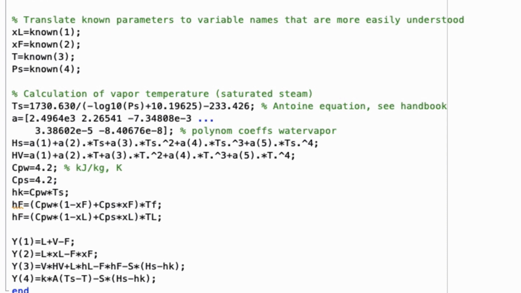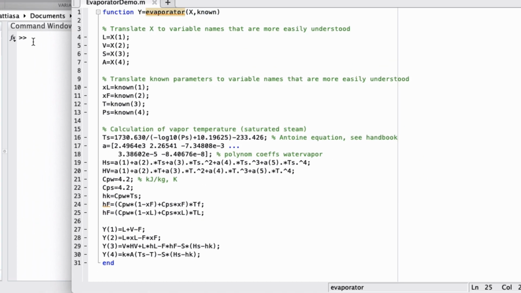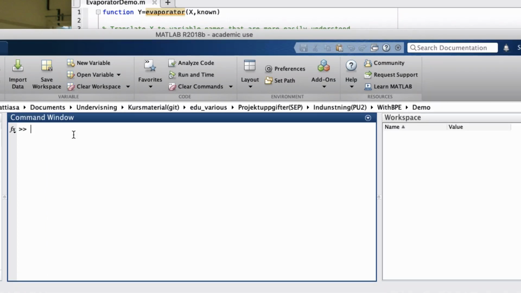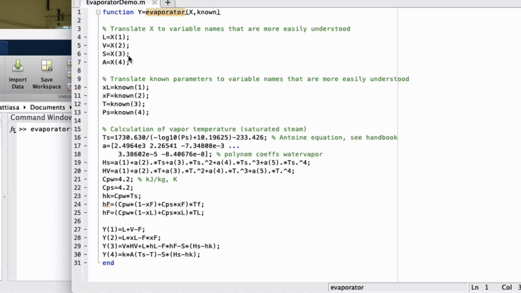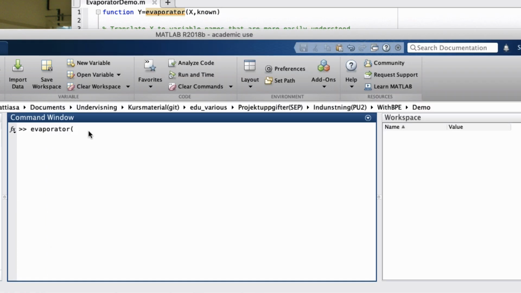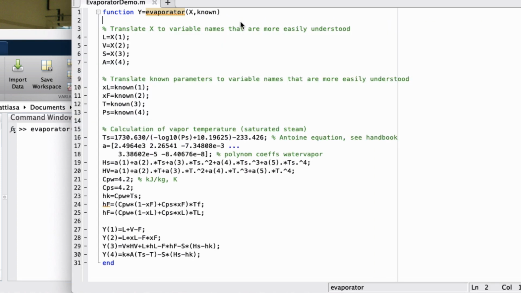So let's try to call this and see if we did everything right. So we call evaporator. And I have to have guess values here. Let's just put in 1s for the flows and 100 for the area. So 1, 1, 1 and the area. And then I have to add the knowns here. Let's take the knowns that we have in task I7.